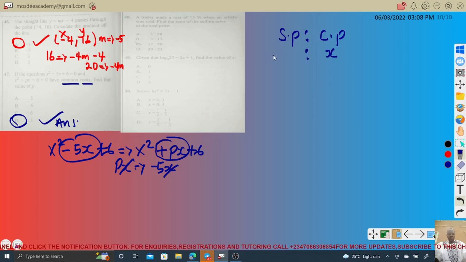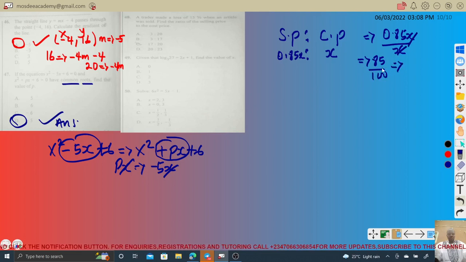I explained this in my further maths prep class. 100 minus 15 is 85. So 0.85 x of the cost, that's the selling price. So the ratio will now be, that's like saying 85%. So that's 0.85x over x. The x cancels out. That's 0.85, which is 85 over 100. 5 into 20 is 20 here, and 5 into 17 is 17. So 17 over 20, that's 17 ratio 20. That's the answer to that.